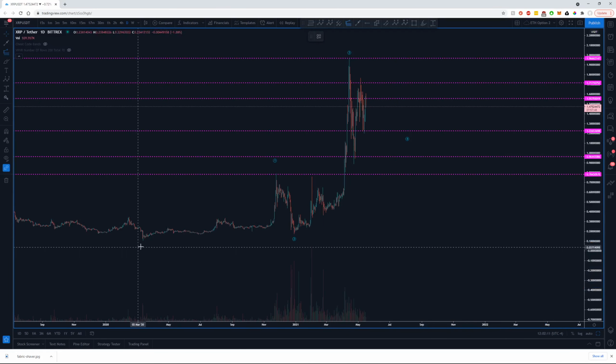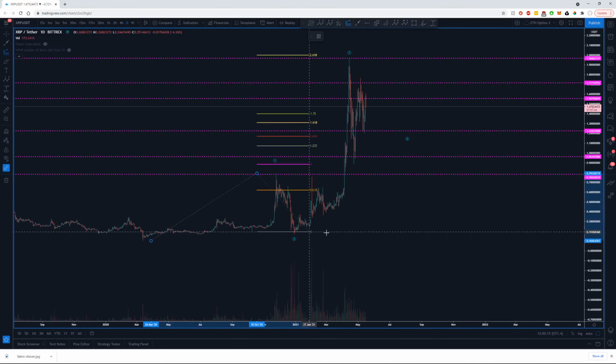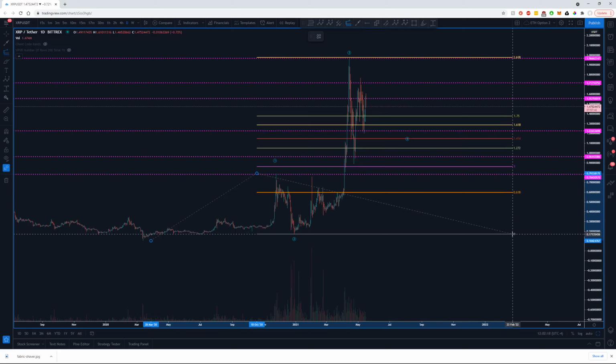So let's measure that third wave. We'll click at the start of our 1 wave down here, the top of our 1 wave up here, and the start of our third wave right here, and I'm going to pull it sideways, but you can see it's lined up with the start of our third wave. And look how perfect that actually is at the top there.